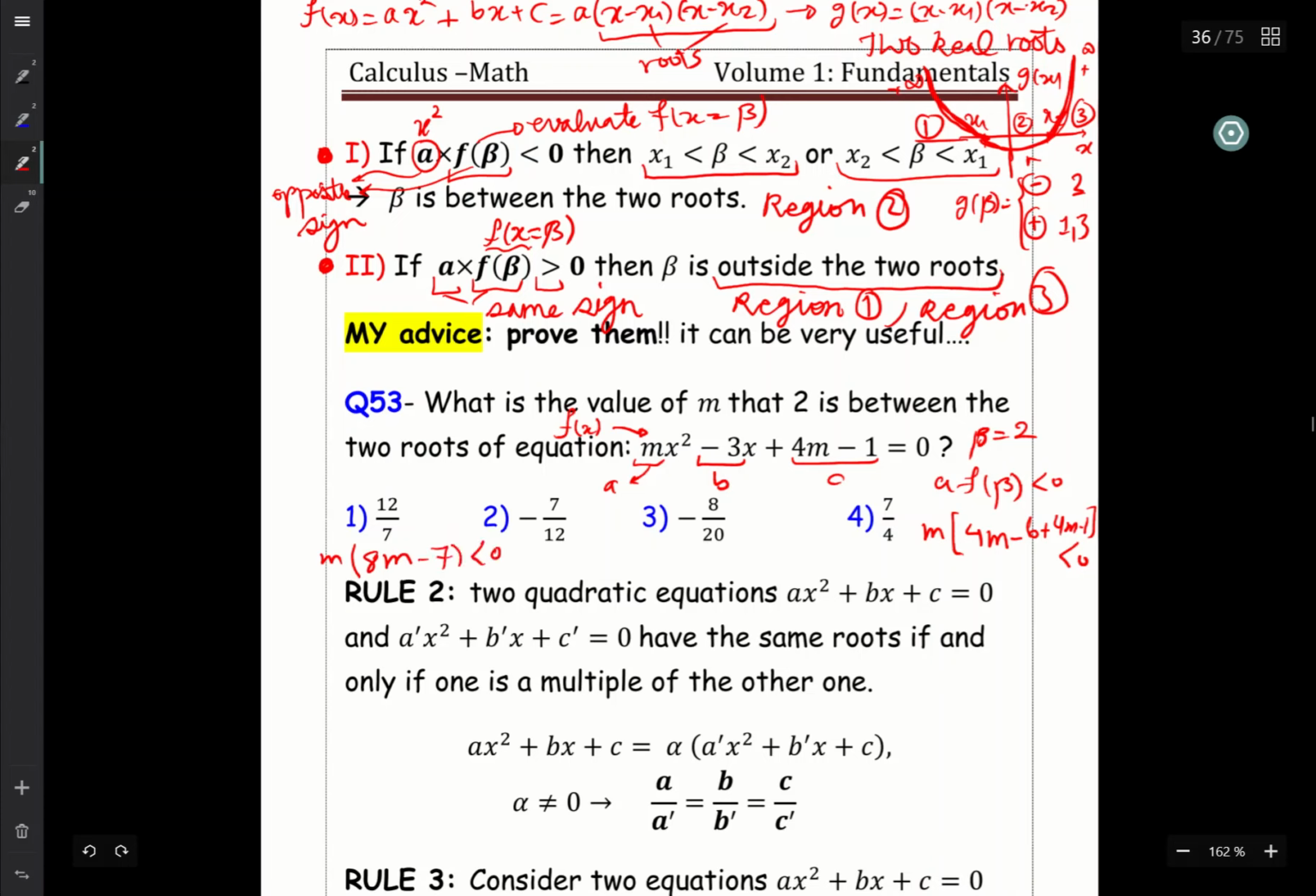Again, this by itself is a quadratic inequality, and it has two roots, m equals 0 and m equals 7 over 8. The shape is something like this, and the negative happens when m is between 0 and 7 over 8. So m should be positive, so we can cross out the second and third choice, and m should be less than 7 over 8, which is less than 1.